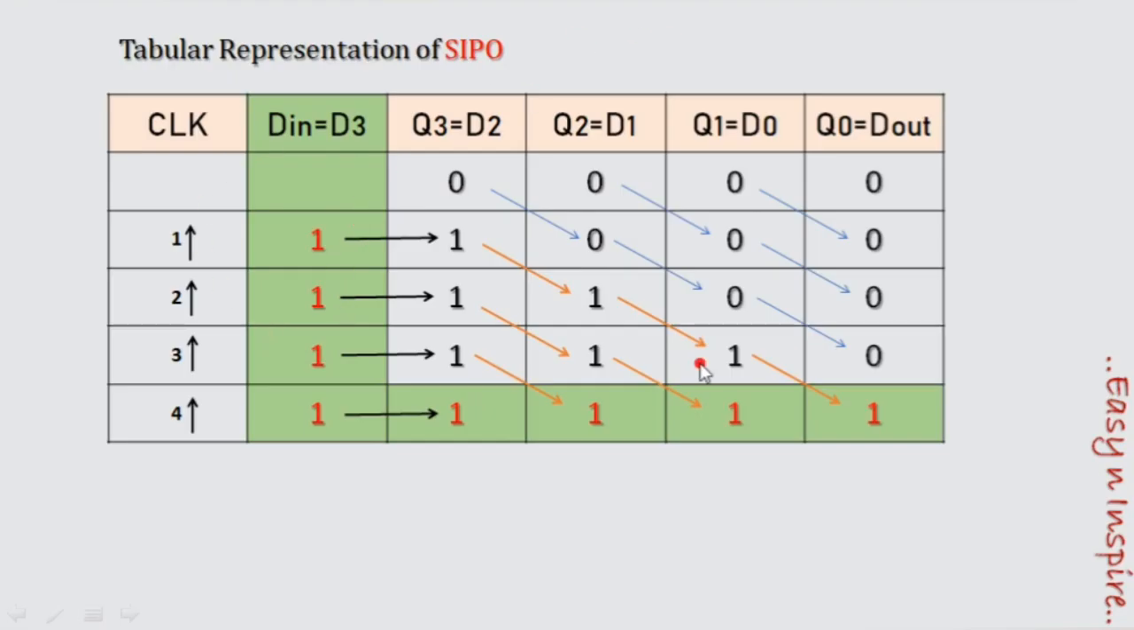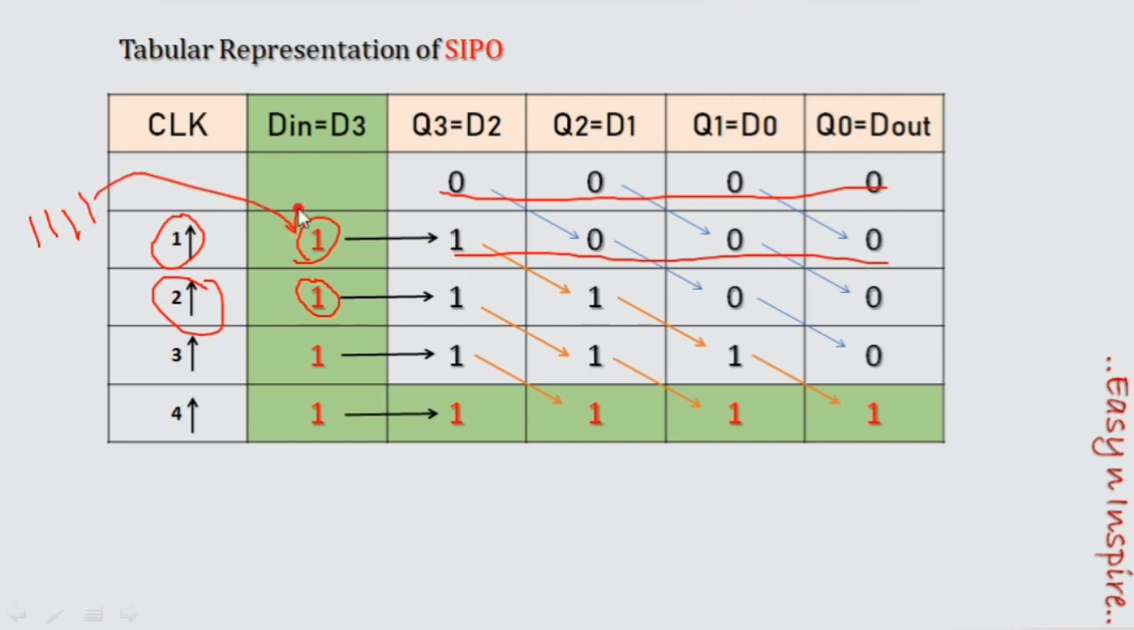Okay. This is the tabular representation of SIPO. After first clock pulse, what happens to the output? Initially all outputs are zeros. After first clock pulse, 1 is applied to the D3 and 1000 is my output. After second clock pulse, again 1 is applied. This is my first one. This is my second one. And this is my output. So I am designing this table using whatever operation I have performed in previous slides.